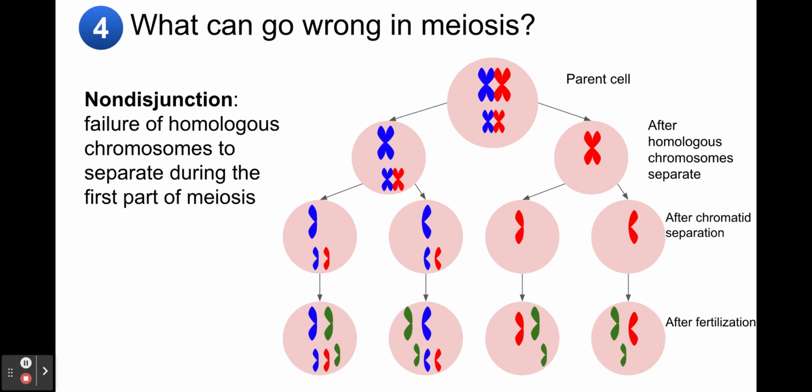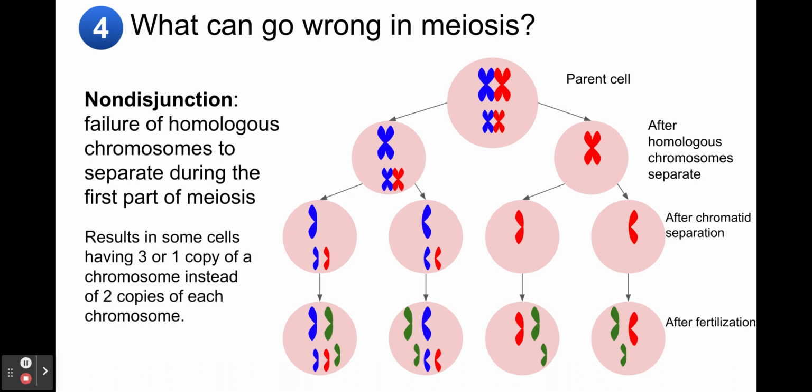One thing to know is that while this actually happens fairly commonly, it almost never produces a human that can survive to birth. This is almost always fatal to a developing embryo. There are very few circumstances where having an extra chromosome or missing a chromosome is actually survivable. And I'm going to tell you about 3 of those situations now. This results in some cells having 3 or 1 copy of a chromosome instead of 2 copies of each chromosome.